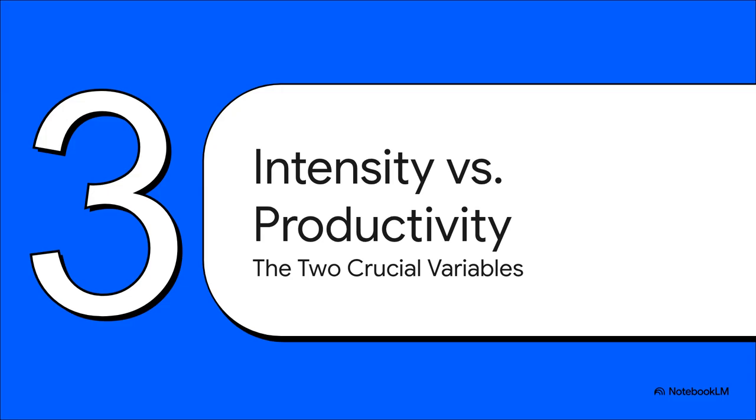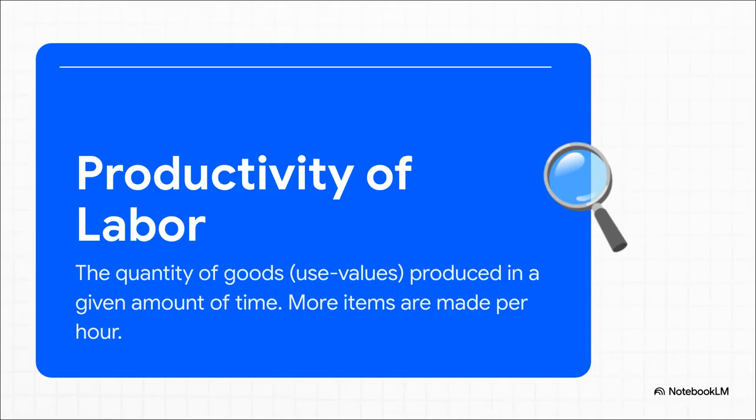Okay, so to really unpack that quote, we have to get super precise about two different terms, productivity and intensity. They're not the same thing. First up, productivity. This is all about technical efficiency. It's a measure of the quantity of goods, or use values, that you can produce in a set amount of time. So higher productivity simply means you're making more physical stuff per hour.